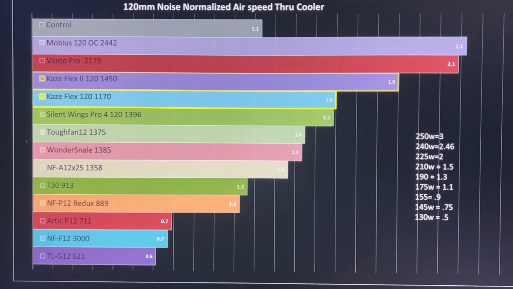But what you will see is, let's say you have the Arctic P12. At my noise normalized value, it's moving 1.7 meters per second of air. If you move up to the Kaze Flex 2, you're now moving 1.8 meters per second of air. That is a substantial improvement. So now, instead of having a CPU running at 145 watts, you're now letting it draw maybe 215. So that is a huge improvement in wattage.